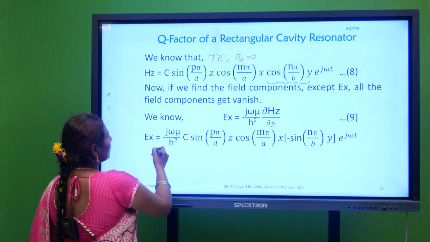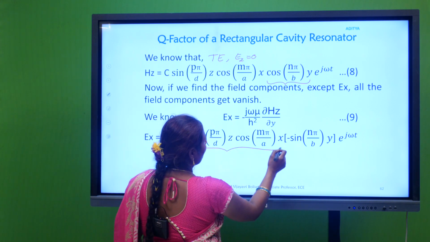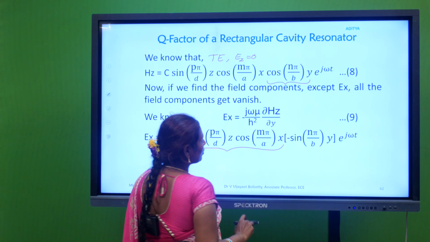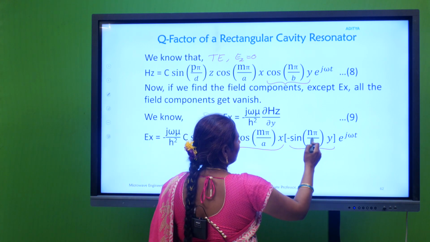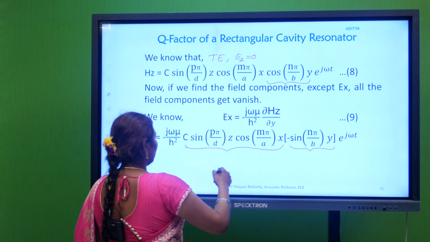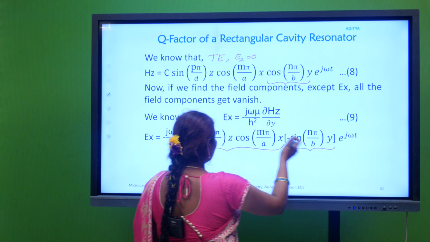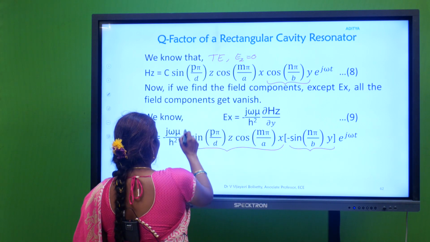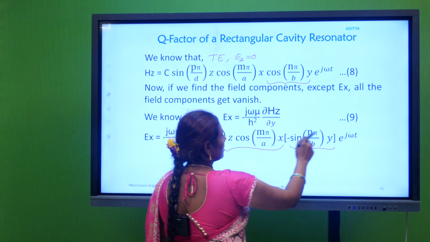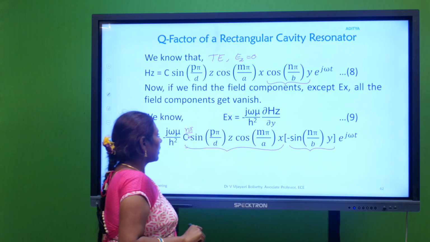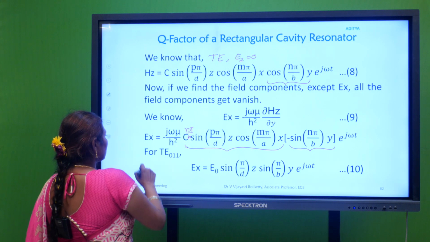We get all the remaining terms as they are, C sin p pi by d z cos m pi by a x, and the differentiation of cos n pi by b y is minus sin n pi by b y into n pi by b, and that we can take as a constant C. Anyhow, we can take it as n pi by b, minus sin n pi by b y, e power j omega t.